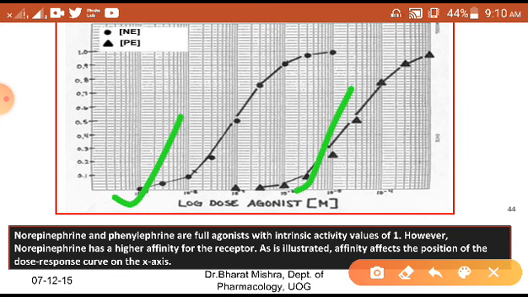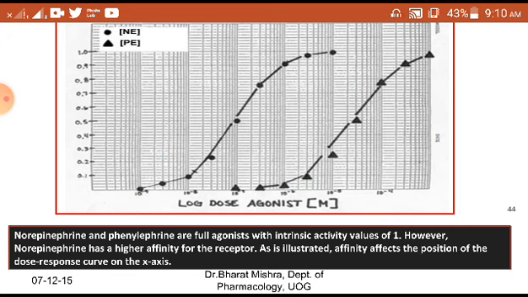So now by using the previous concept, you can understand this very well, and then you can tell me which is more potent, norepinephrine or phenylephrine, and which is more efficacious, right? That is again a question on the previous concept, right? Once you understand that one, you can answer this.